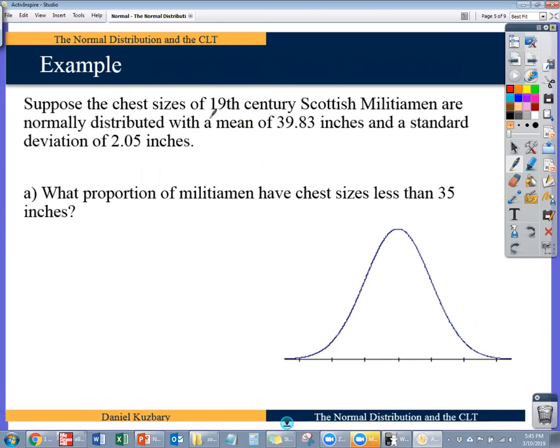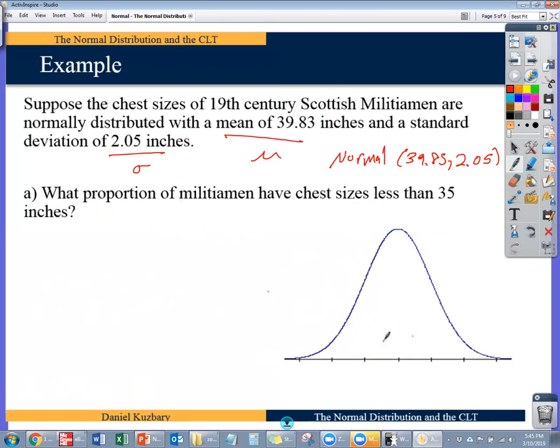Suppose the chest sizes of 19th century Scottish militiamen are normally distributed with a mean of 39.83 inches and a standard deviation of 2.05 inches. So I've got something that's normal, and I'm just going to jot it down a different way: the mean is 39.85, and the standard deviation is 2.05. So that's kind of how I'd write it. And we want to find what proportion of militiamen have chest sizes less than 35.